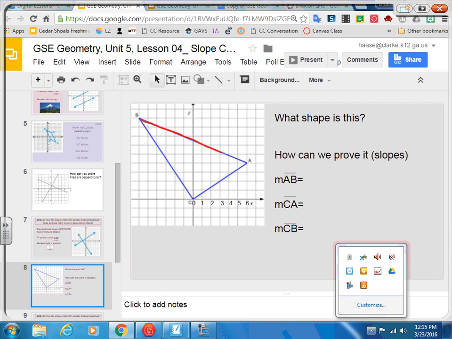Here we go. AB, what's the slope of AB? How do I find the slope? Count the rise over run. Right now, take a minute, find the slope of AB.